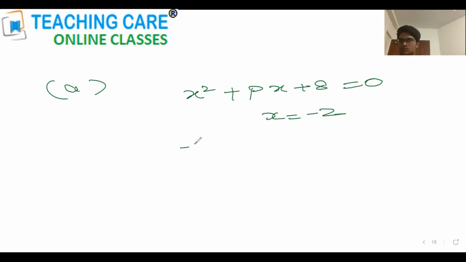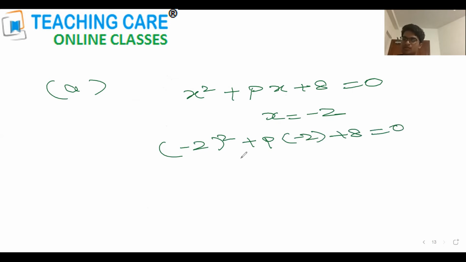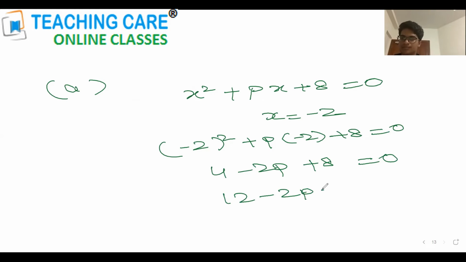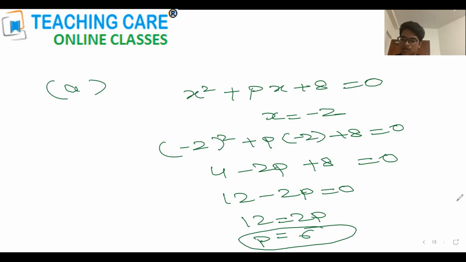So if I put here x as minus 2, do you substitute? Yes, because it's a solution, that means it will satisfy the given equation. 4 minus 2 plus. So we'll get p as 6, right? Yes, 12 divided by 2. So this is our first part.